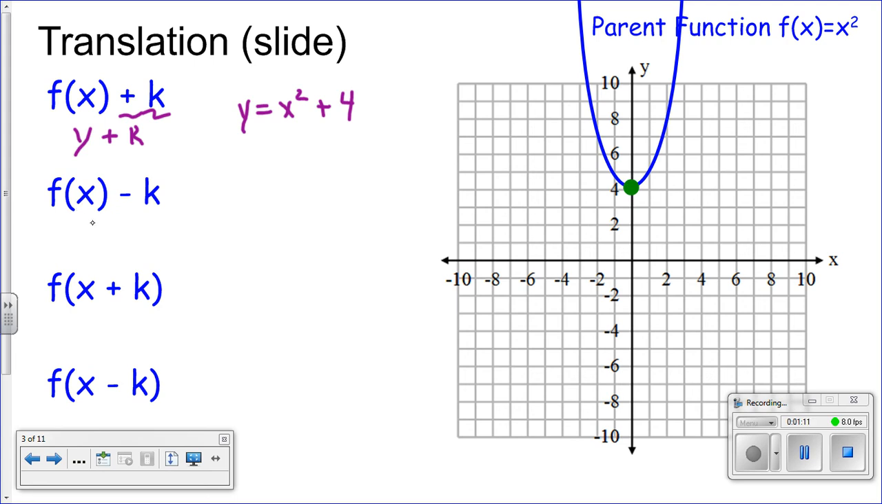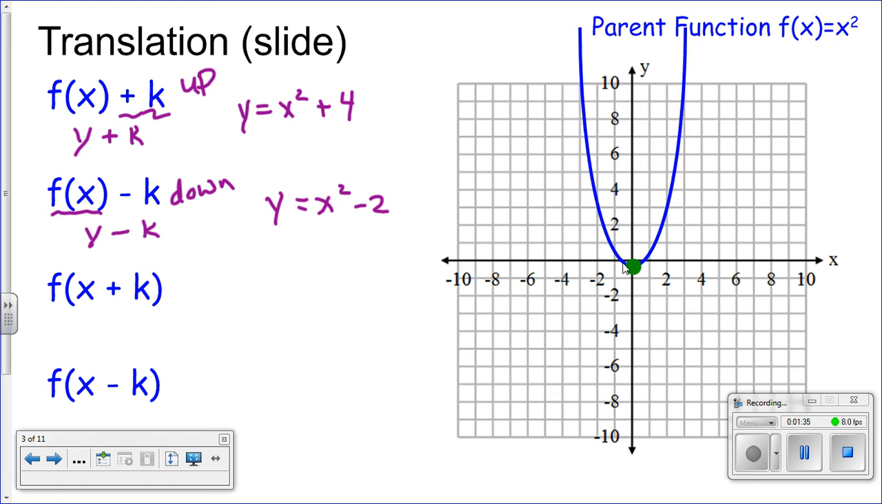If I take my y values, and remember f of x is basically the same thing as your y values, and you subtract k, that means this is actually going to go down. So this one goes up, this one goes down. So for example, y is equal to x squared minus 2. So if I put this back to where it was, there's my parent function, and I take all of my y values, so I'm moving on the y-axis, I'm moving up or down. If I take all of my y values and subtract 2, then the whole thing shifts down.